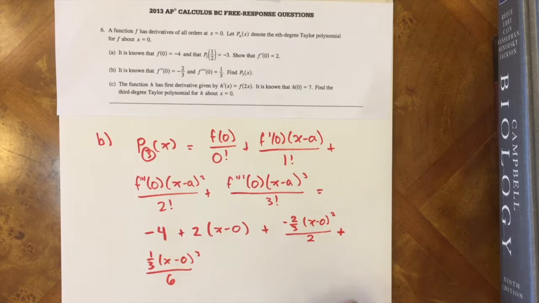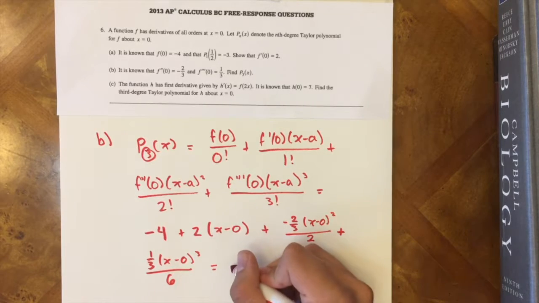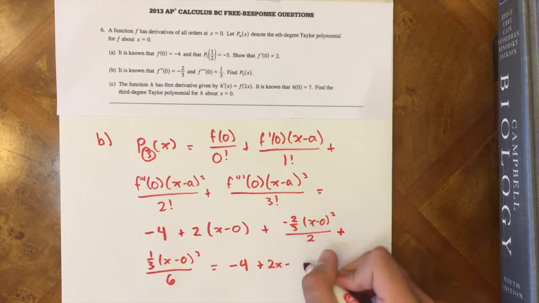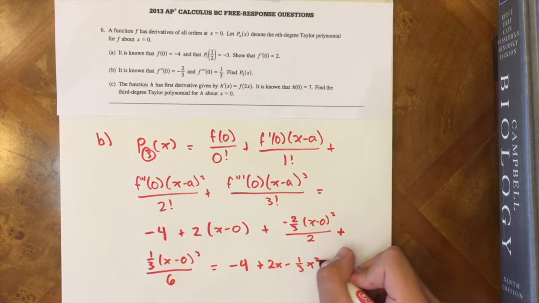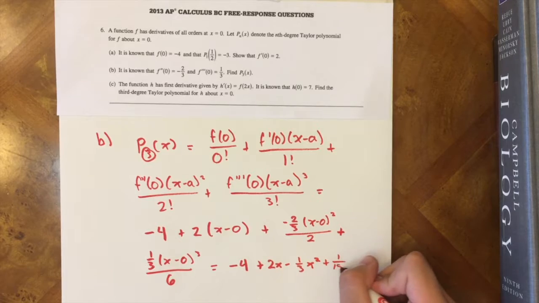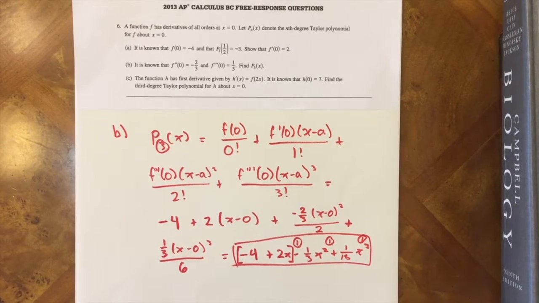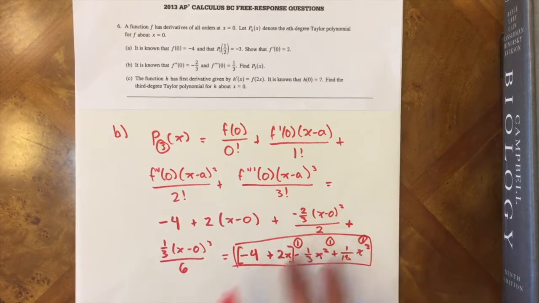And then finally, we're just going to get the answer after simplifying these things, and we get -4 plus 2x minus 1/3 x squared plus 1/18 x cubed. And this is actually going to be our answer. Okay, let's see how the AP scored it. So they scored it such that the first two terms, the points were only in the answer.